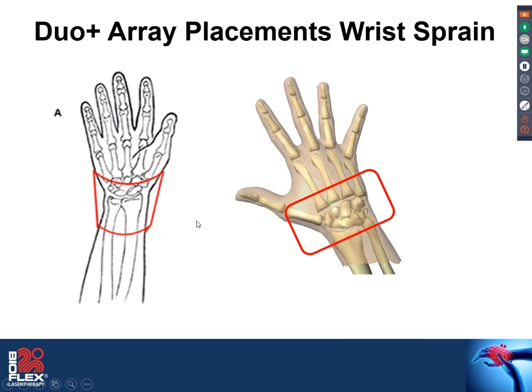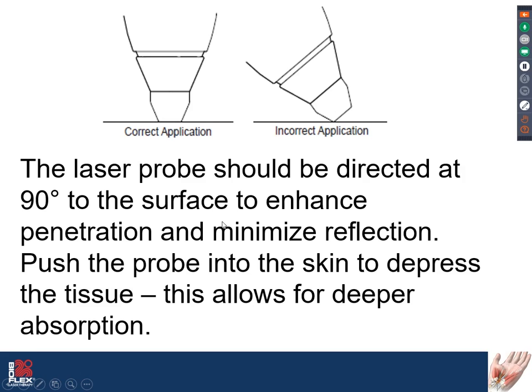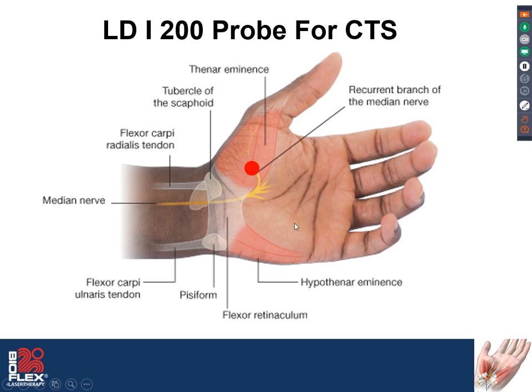In the case of a wrist sprain, I prefer that you do 2 placements. You would wrap it around the wrist on the palmar aspect and then wrap it around the wrist on the dorsal or volar aspect as well. So 2 placements there. Remember, when using the laser probe, make sure it's held perpendicular, 90 degrees. Otherwise, you'll lose some of that energy if it's at an angle. And remember to push down and depress the tissue. This allows for deeper penetration and better absorption of the light into the tissue.